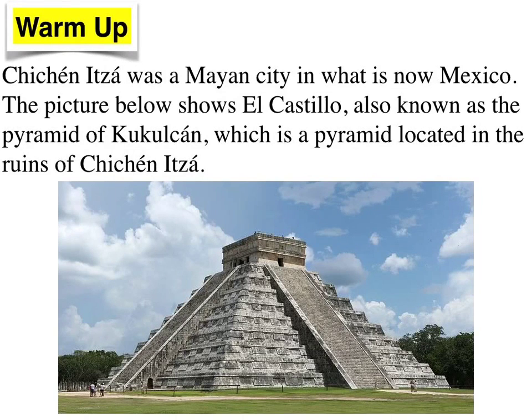Okay, so we have a new warm-up. This was a Mayan city in what is now Mexico. And this picture shows El Castillo, which is also known as the Pyramid of Kukulkan, which is a pyramid located in the ruins of that place.